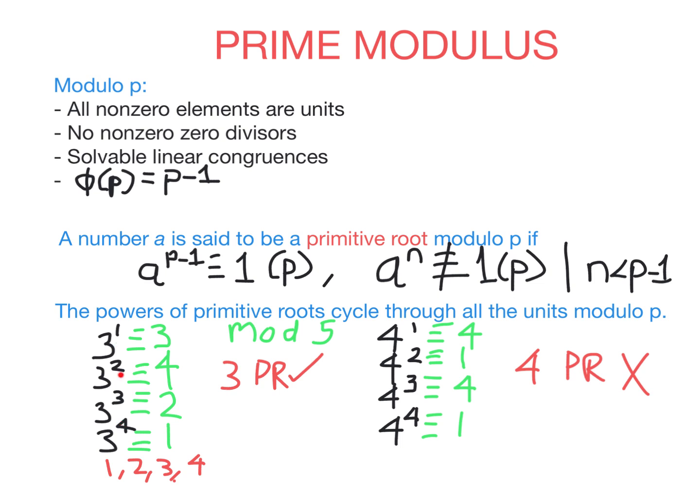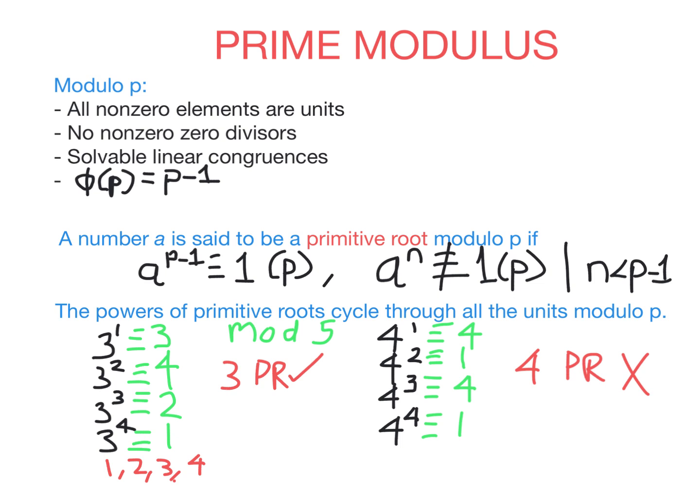It means that the powers cycle through each of the units. Each power is a different unit modulo p. So there's no really easy way to find primitive roots. It turns out there are always primitive roots modulo p.